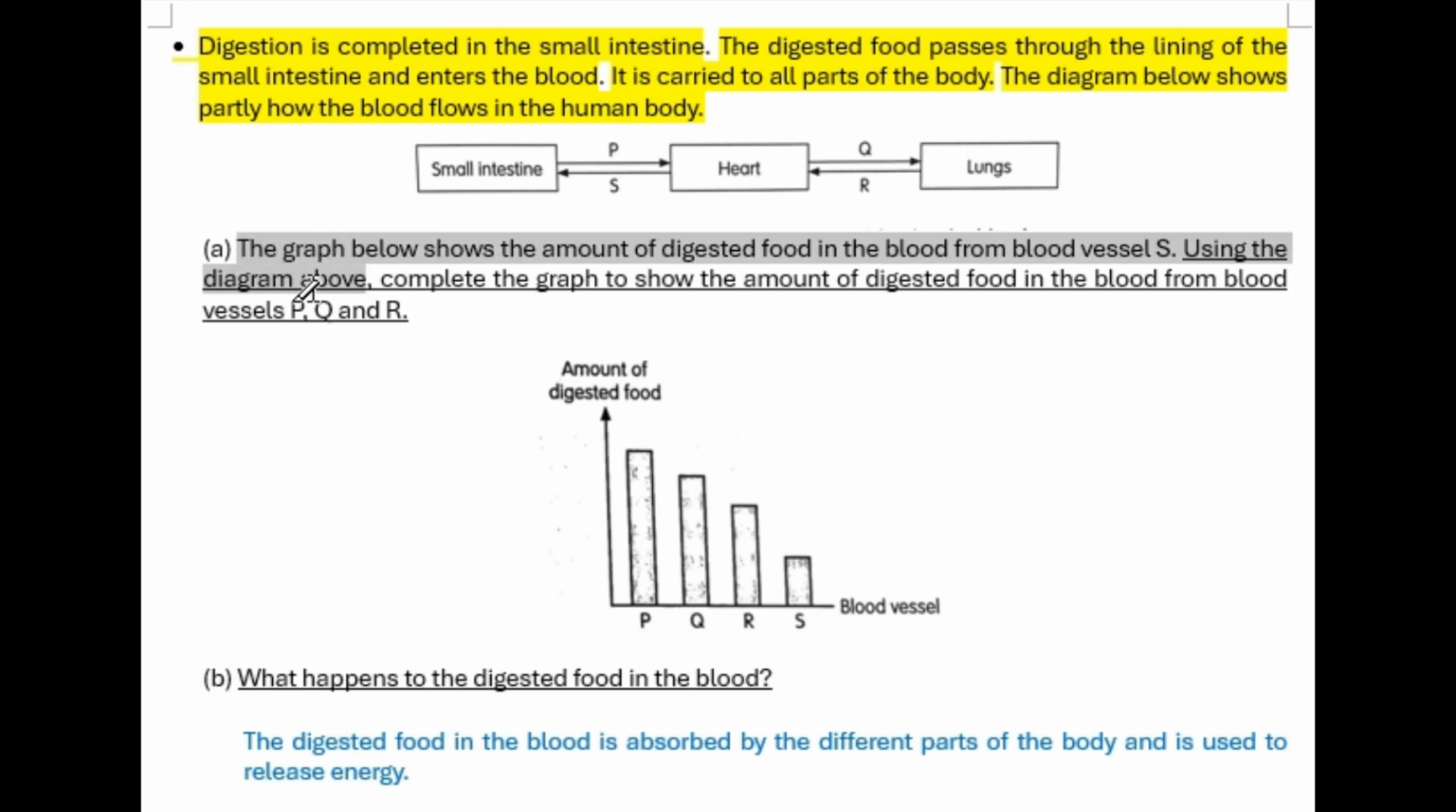The graph below shows the amount of digested food in the blood from blood vessel S. Using the diagram above, complete the graph to show the amount of digested food in the blood from blood vessels P, Q, and R.